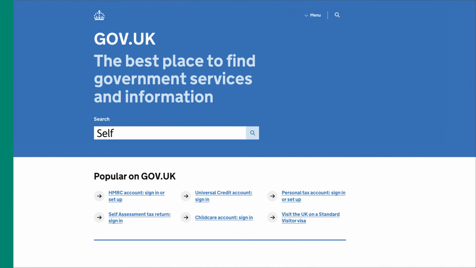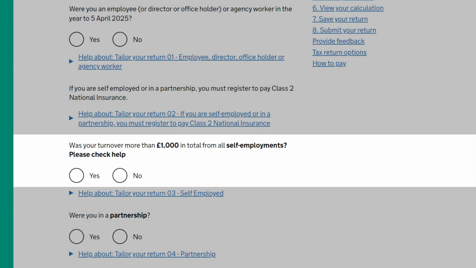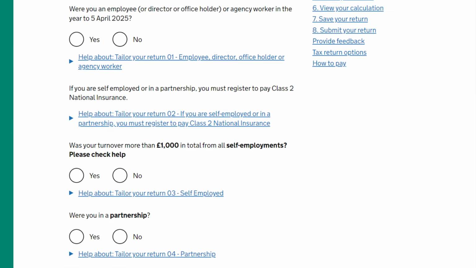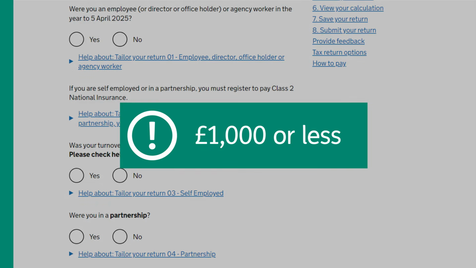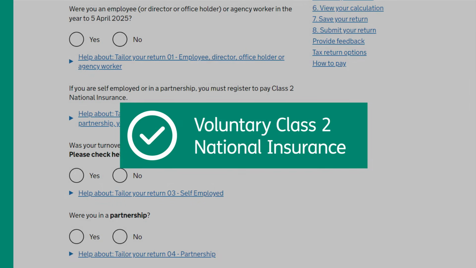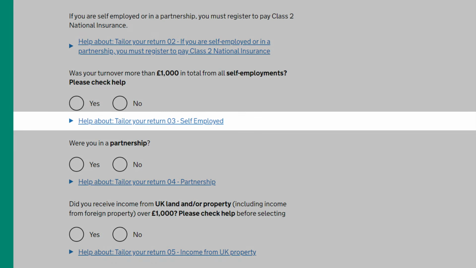Once you've registered for self-assessment, you can fill in your tax return. In Section 3, Tailor Your Return, we ask if your self-employed income is more than £1,000. You may need to answer yes, even if your income is £1,000 or less. For example, if you want to pay voluntary Class 2 national insurance. Please use the Help About link for more information.